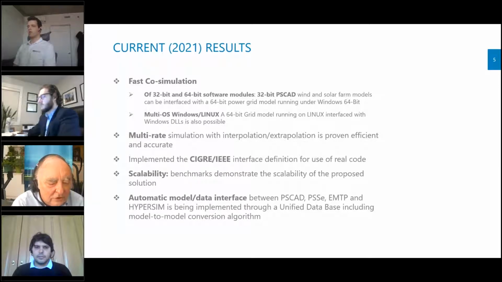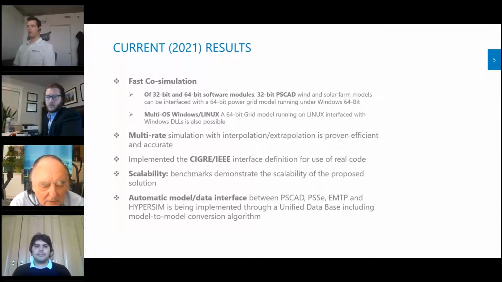Now we need to reach scalability also. I mean, we need to increase the size of the simulator to meet the needs. We cannot design the power system to meet the simulator. We need to design the simulator to meet the power system. And one of the main challenges will also be data management, model management, how to interface.